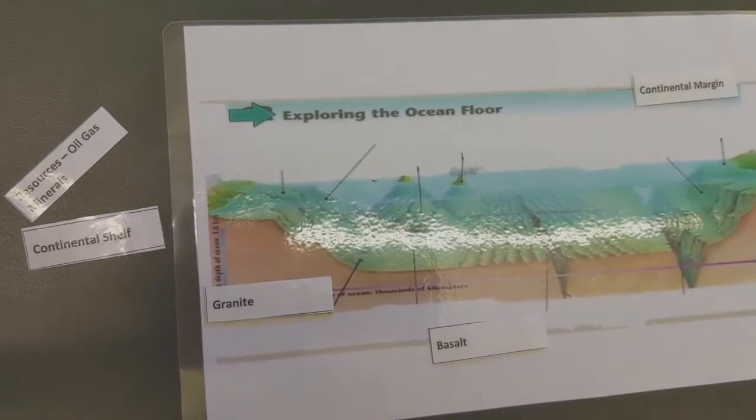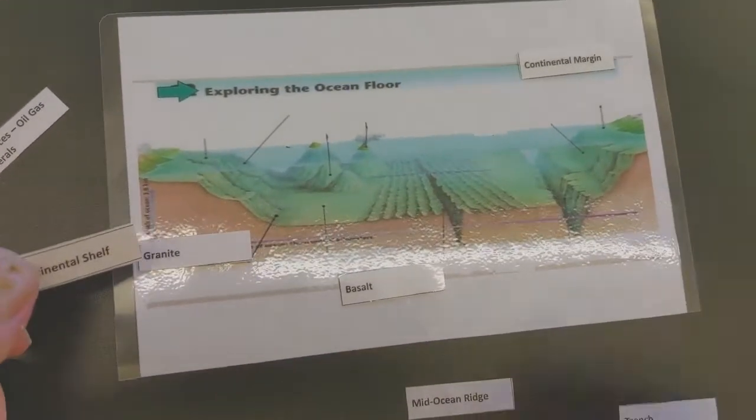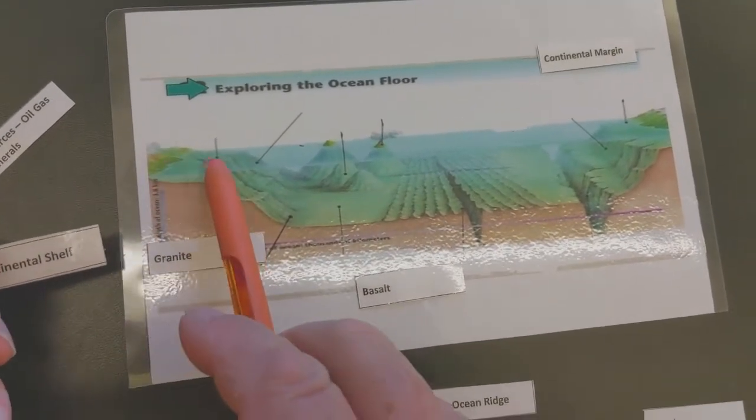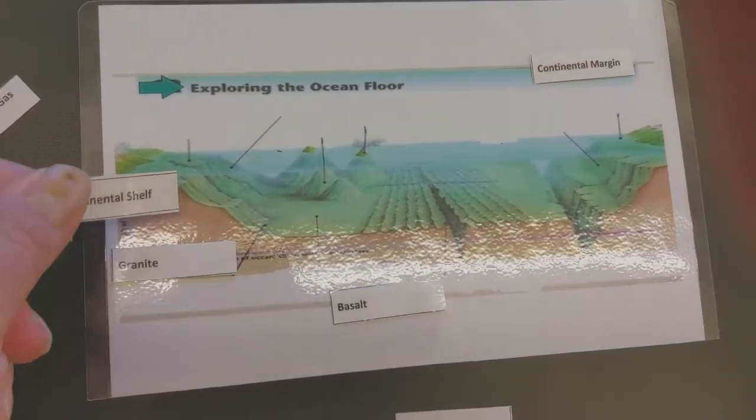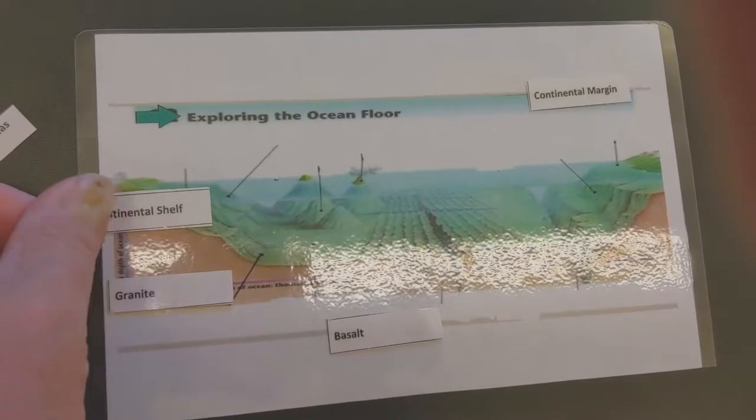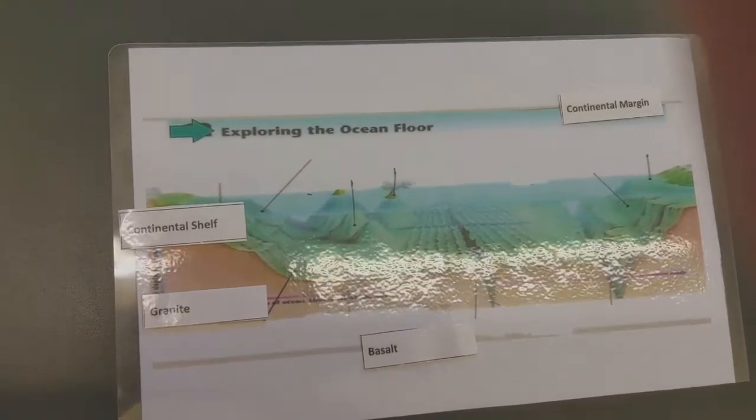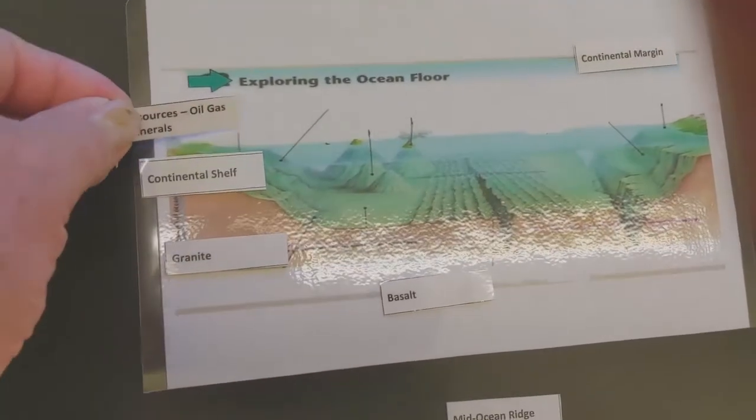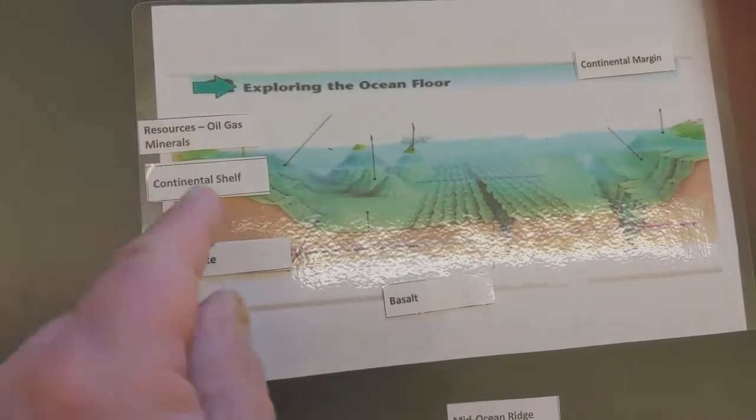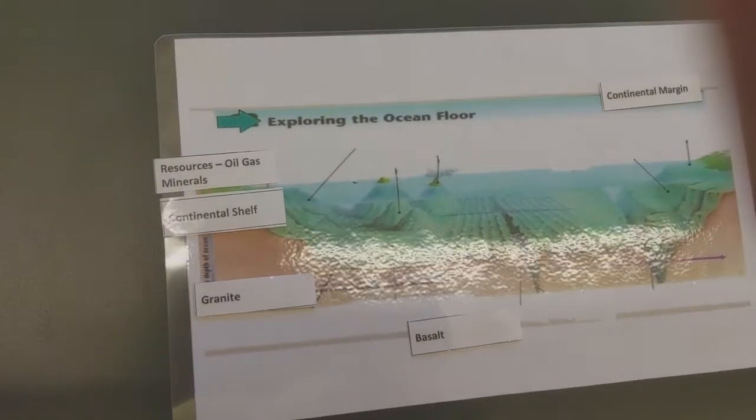The first part we call the shelf. The shelf is the first part from the beach on out to about 50 miles in Virginia. In the shelf is where we get most of our natural resources like oil, gas, and minerals. That's like the first 50 miles, the shelf.